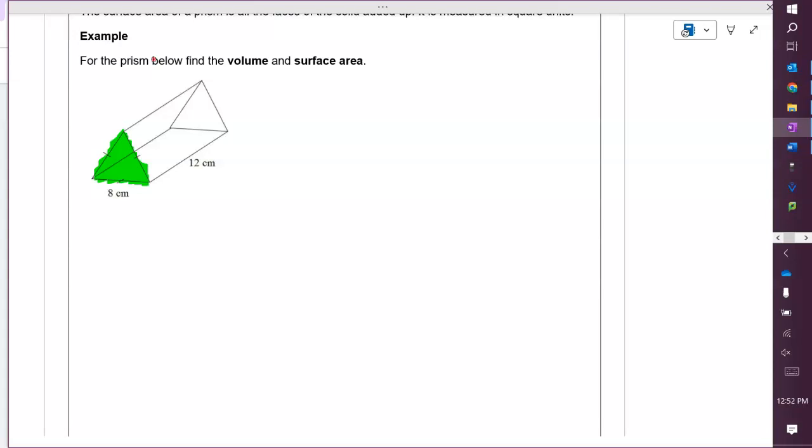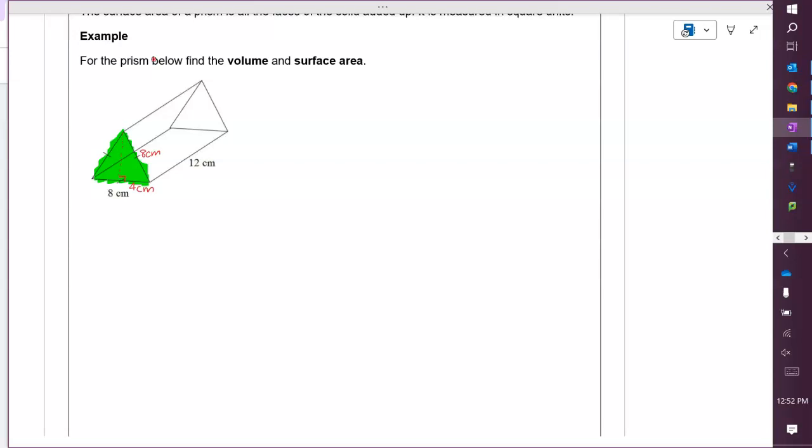I can't find the area of an equilateral triangle. I need to find the area of a right angled triangle so I can get this measurement here. So if I break this in two, that means that this is going to be 4 centimeters. And I know that this is 8 centimeters. I need to find this measurement here for my height. So I'm going to use Pythagoras' theorem.